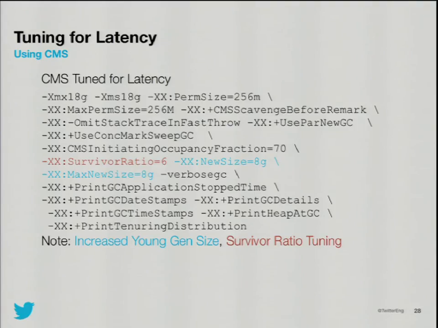Do we have one question for this slide? Yeah, you're doing something I encounter a lot with the CMS initiating occupancy fraction, but you don't have the corresponding flag to set that only. So doesn't that only take effect the first time, the first pass?